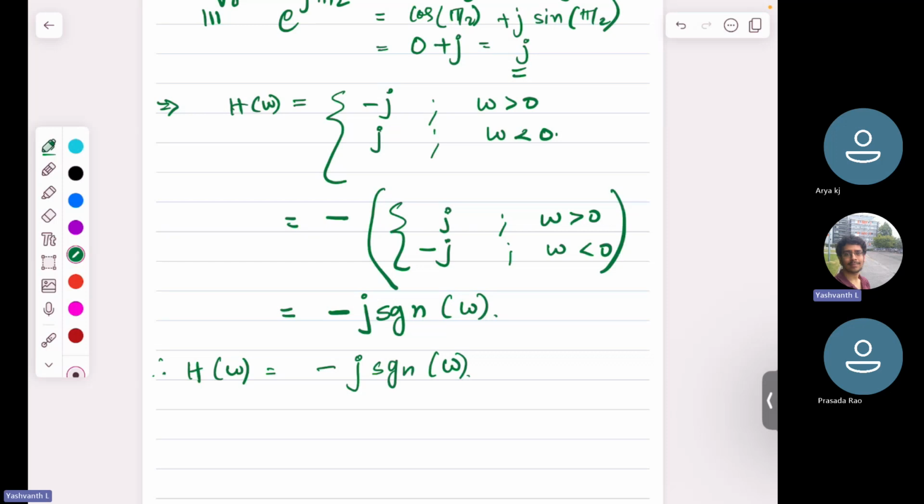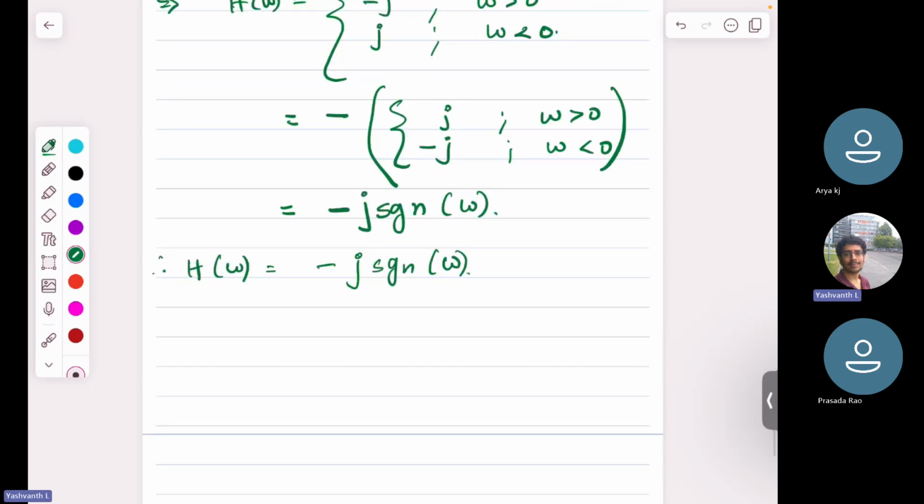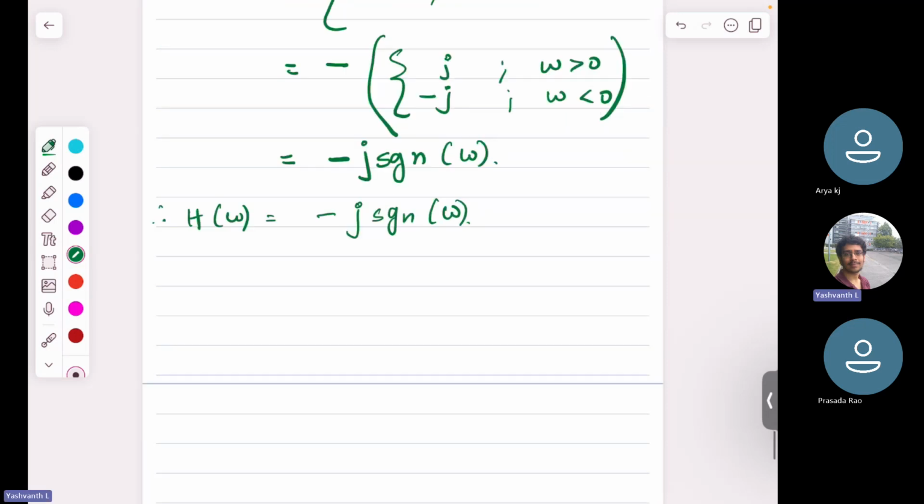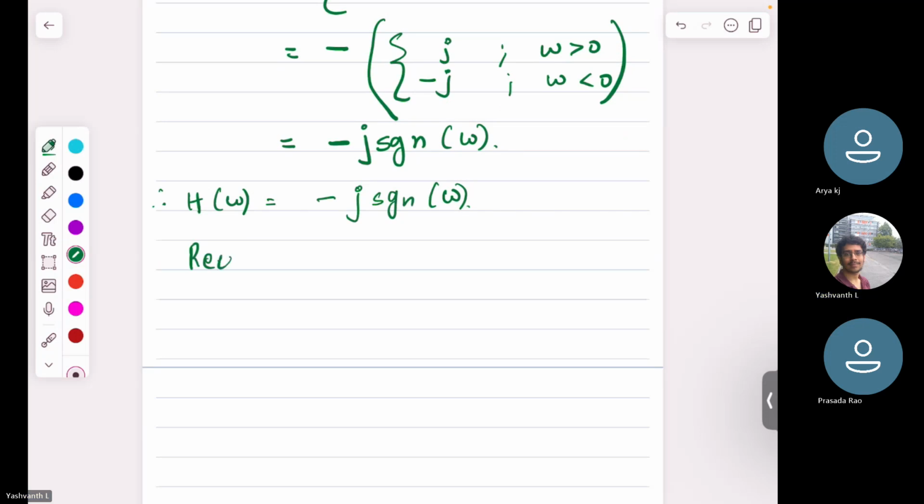Now this is easy because in the previous sessions we've already found the Fourier transform of signum of t. Now what you will do is apply the duality property. Recall your signum of t in the time domain, its Fourier transform is what? 2 by j omega. 2 by j omega. Fine. Therefore, this is something known to us.